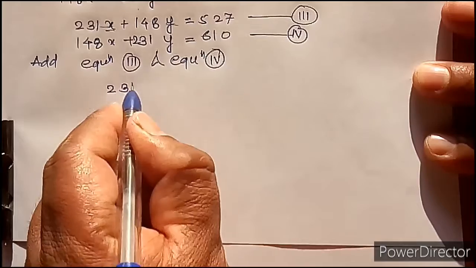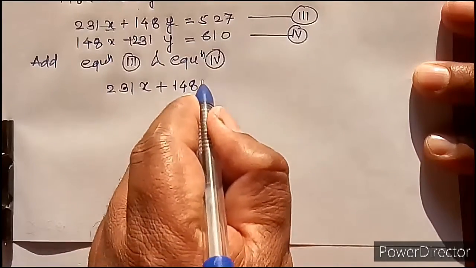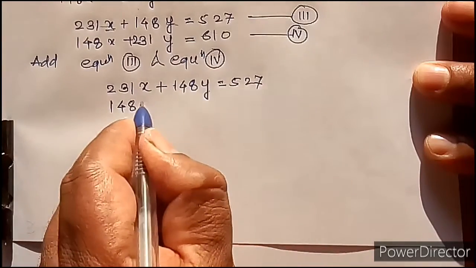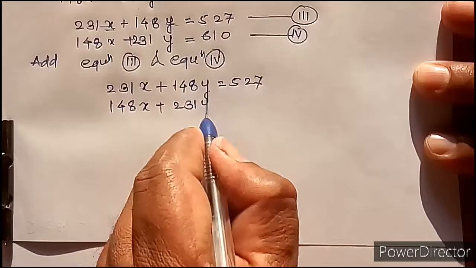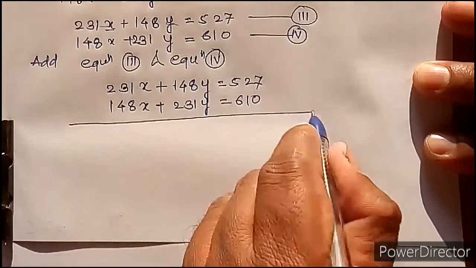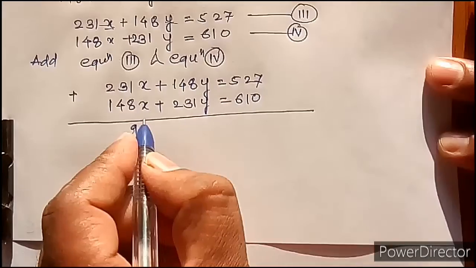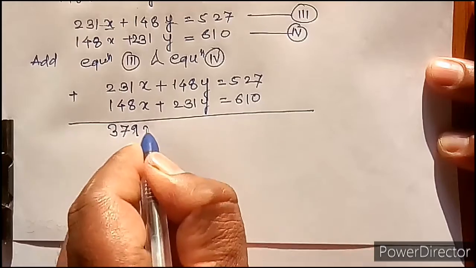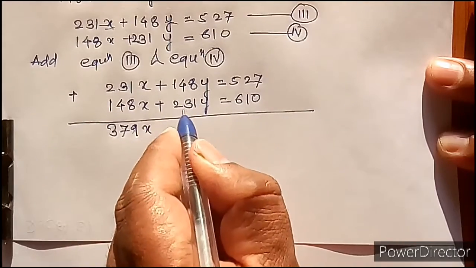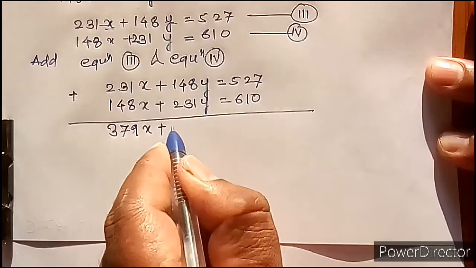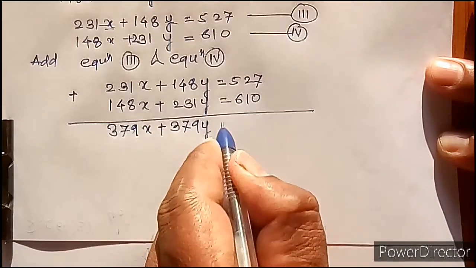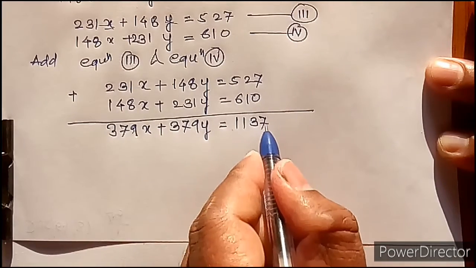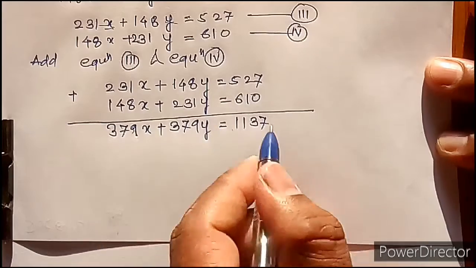Now 231x plus 148y equals 527, and here 148x plus 231y equals 610. Now on adding, what we get here, plus sign. Now 231 plus 148 of x, it will be 379 of x. 148y plus 231y, that will be plus 379 of y equals, on adding 527 and 610, that is 1137.